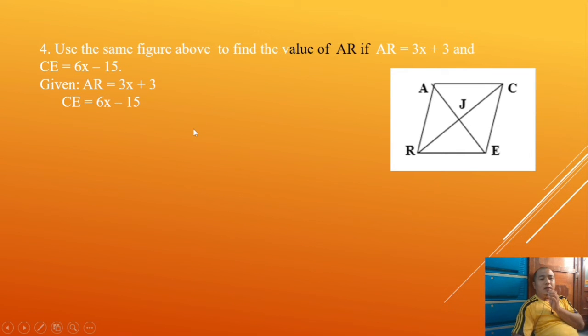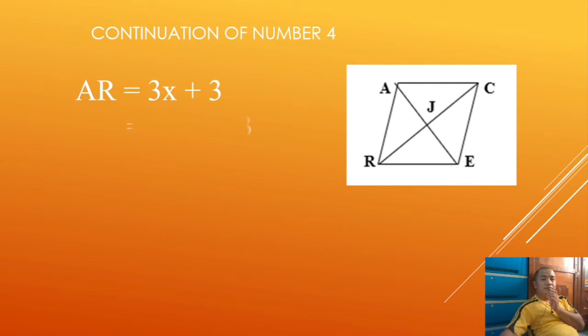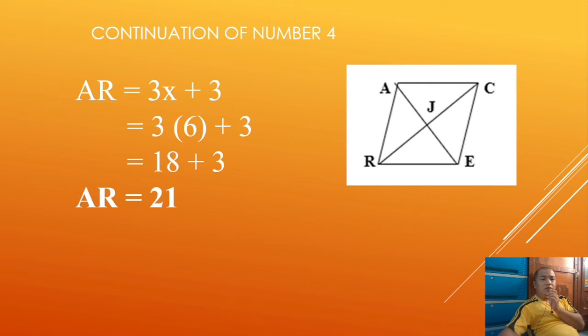So we equate the given: 3x plus 3 equals 6x minus 15. Let's solve for x. 3x minus 6x is negative 3x. Negative 15 minus 3 is negative 18. Divide both sides by negative 3, and x equals 6. Therefore, what is the value of AR? 6 times 3 is 18, plus 3 is 21. CE is also 21: 6 times 6 is 36, minus 15 is 21. AR and CE are both equal to 21 units.